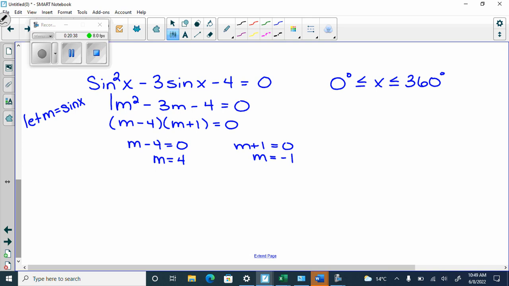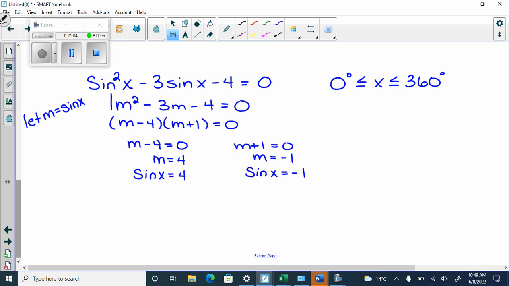But we haven't done anything with trig yet, have we? So once we do this, which is all grade 11, we just put the trig back in. So now we have sine x equals 4, sine x equals -1. This is still grade 11. The only grade 12 step of this is to say, hey, replace that with an m. That's the only grade 12 step.